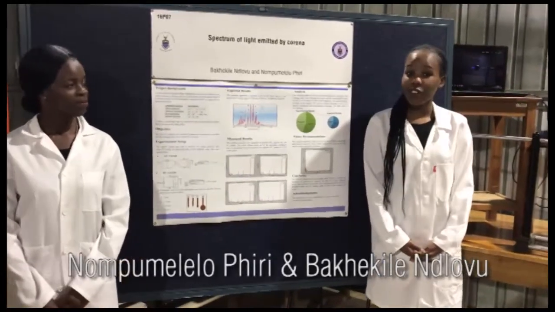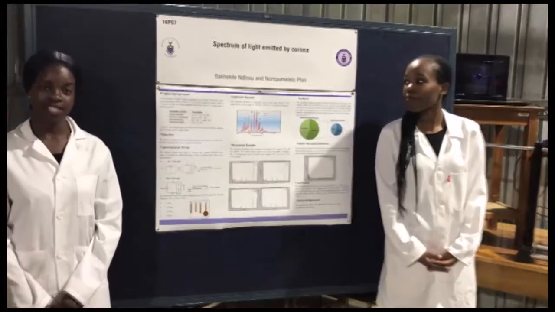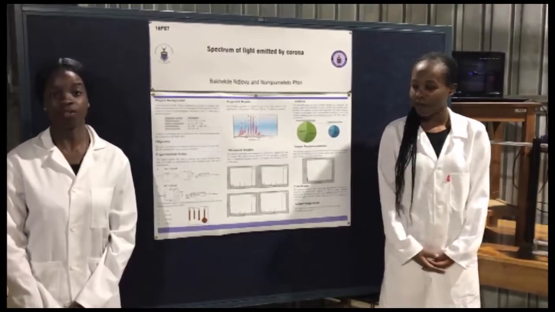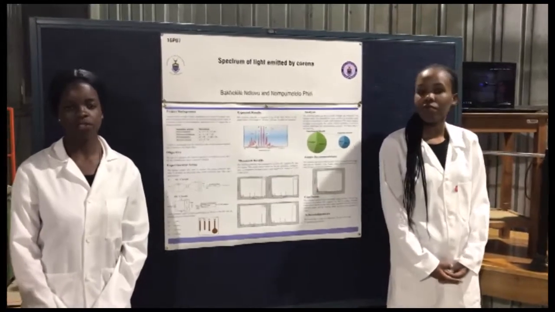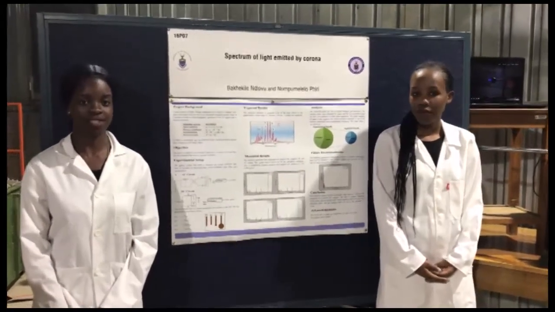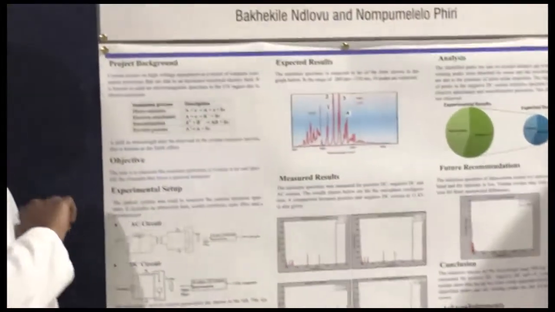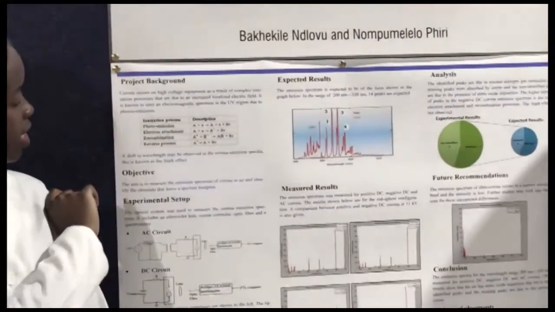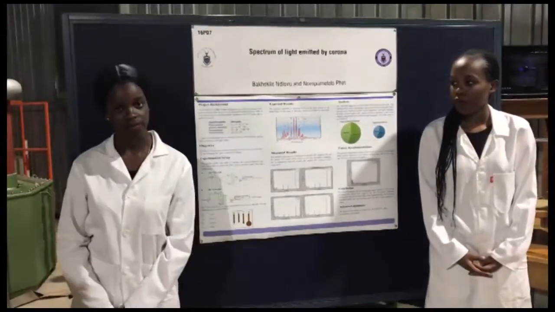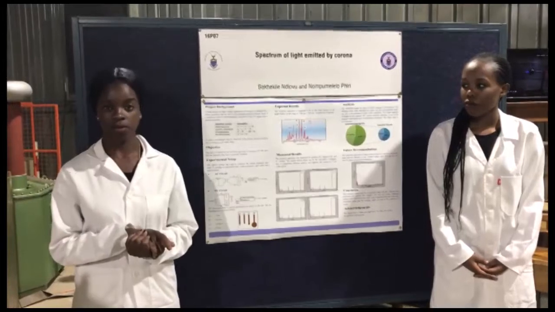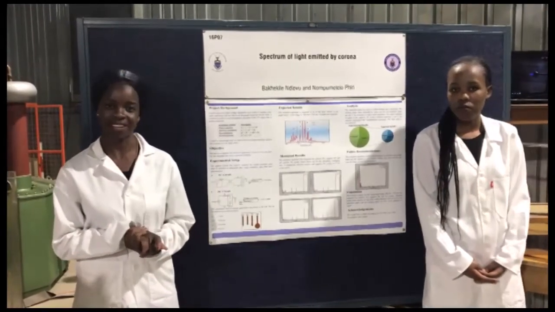And I'm Bakile Njobo. We're looking at the spectrum of light emitted by corona. Corona is a luminous partial discharge that occurs on high voltage equipment. It is known to emit UV radiation due to photon emission. Photons are created by processes such as photoemission, electron attachment, recombination, and reverse process. In the corona emission spectrum, a wavelength shift between peaks may be observed. This is known as the stack effect.